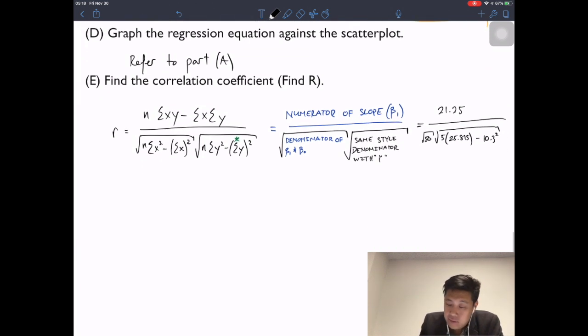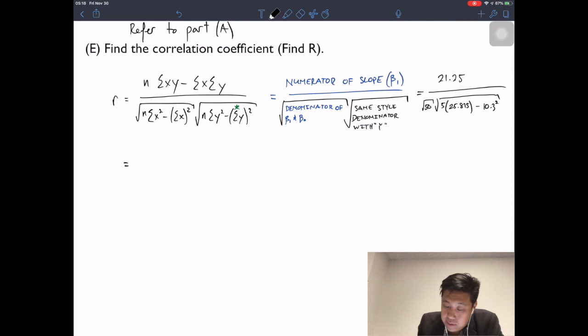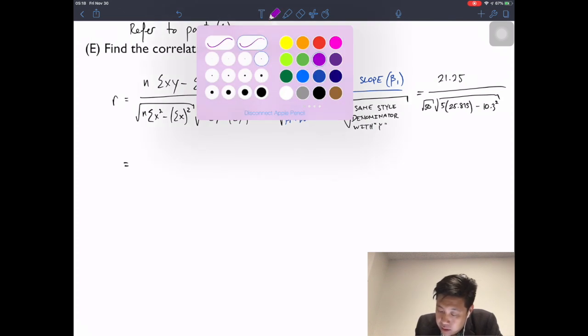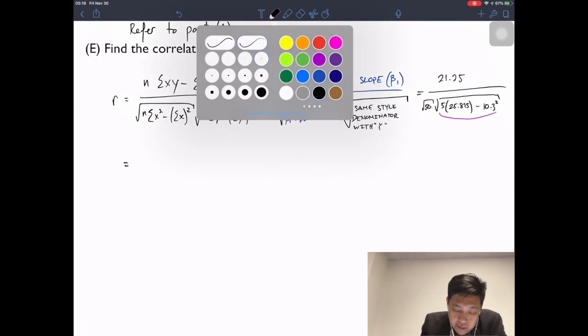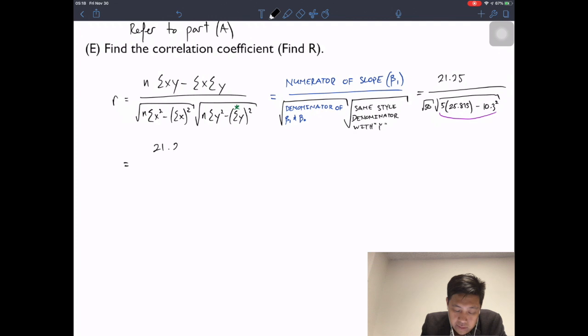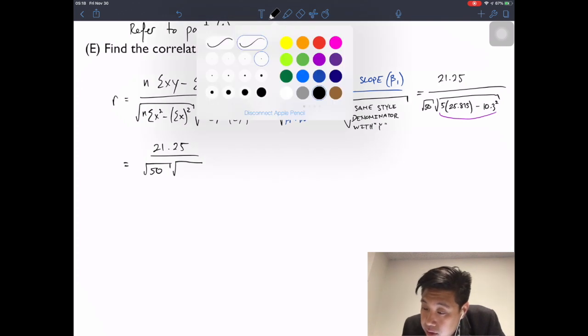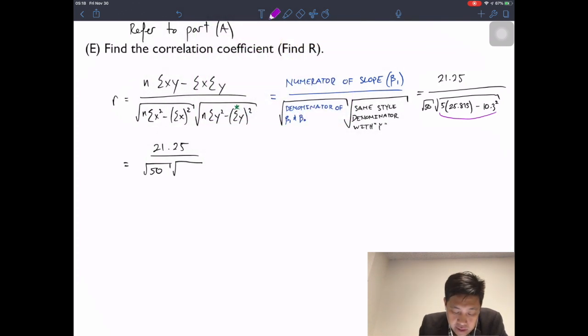And again, I would still calculate this portion here so that it looks like this. 21.25 over square root of 50 times square root of, and I have this written out here in advance, 22.985. So this is how I would have it written, and then you would do this on the calculator.